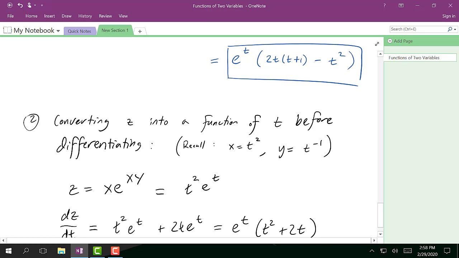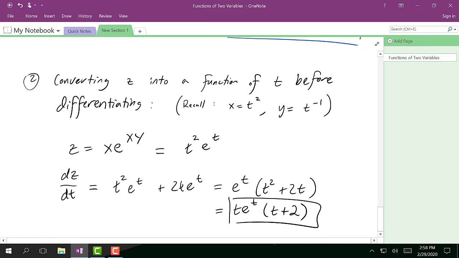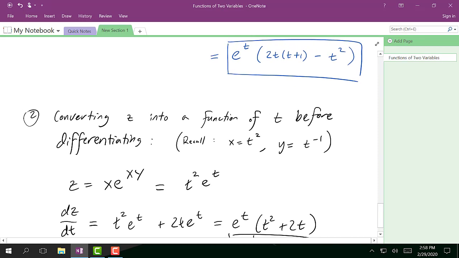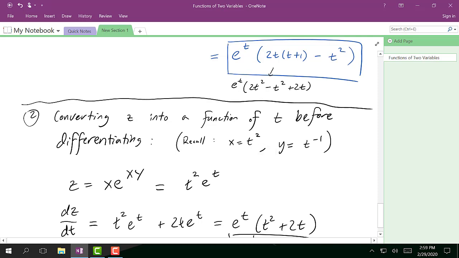2t squared plus t. Let's see. So if you look at what we had here, I can multiply this through to get e to the t times 2t squared. Then I have a minus t squared right there, plus 2t. Probably should have done this at first. So what we're going to get is e to the t squared plus 2t. Subtract out 2t, we get t e to the t plus 2.